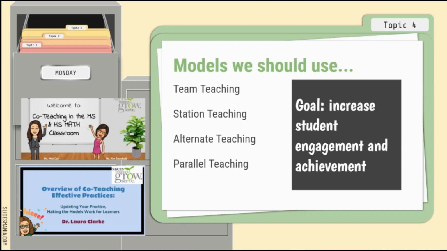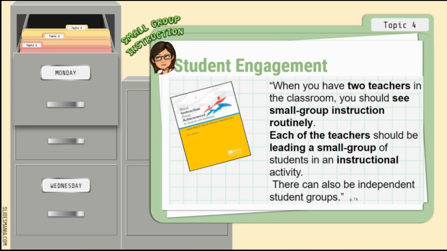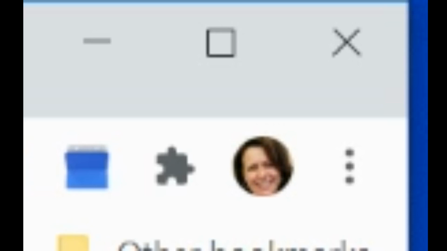If you want to know more information about co-teaching, we have two modules on our website. One is co-teaching in the middle school and high school math classroom. And then there's also an overview of co-teaching practices. Now let's just go back to student engagement. I referred to it a few minutes ago, and I want to make sure that we're in line with John O'Connor's quote, "When you have two teachers in the classroom, you should see small group instruction routinely. Each of the teachers should be leading a small group of students in an instructional activity." When we have two teachers in the classroom, we both need to be as impactful as possible.